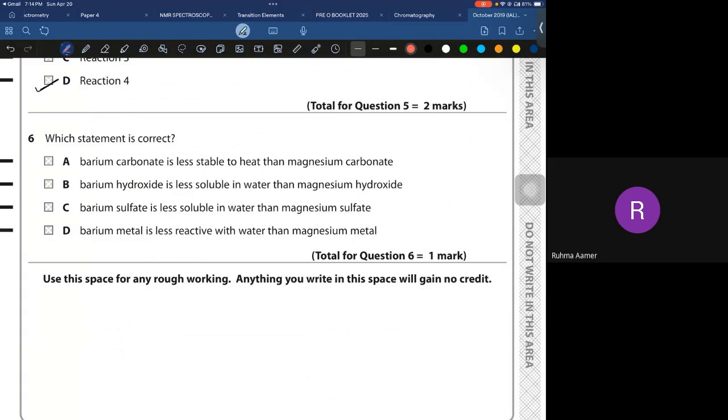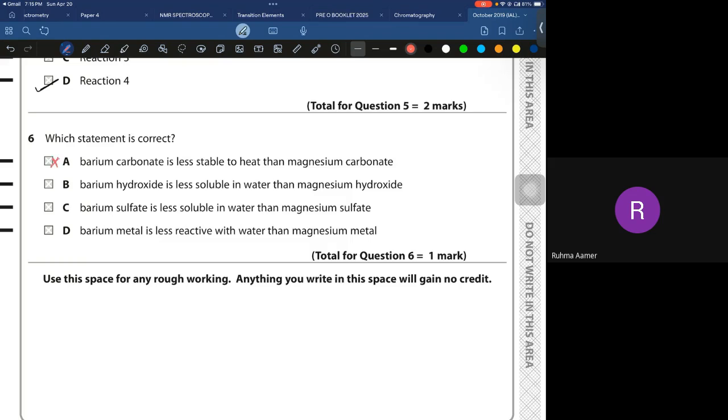I told you, down the group, thermal stability of carbonate is going to increase. Barium is below magnesium, so barium carbonate is more stable. They are saying less stable.